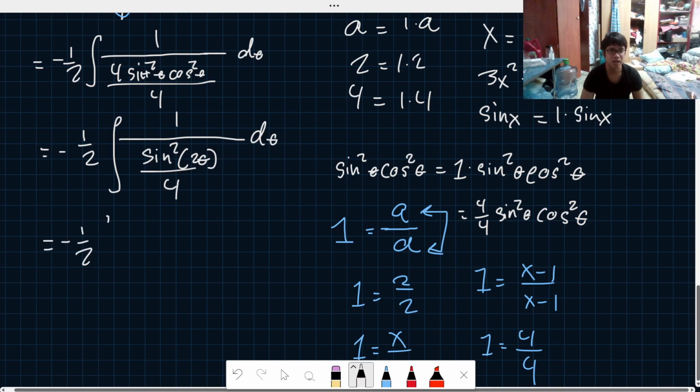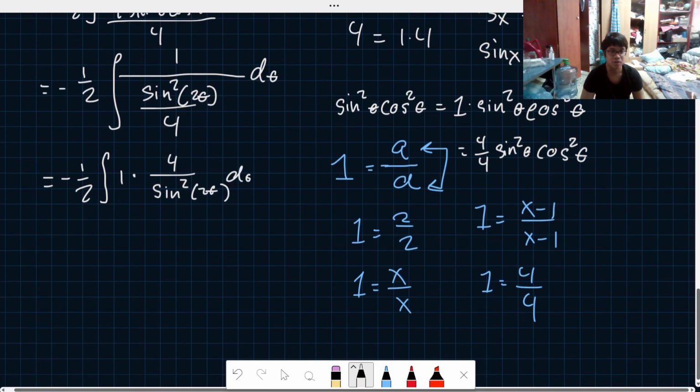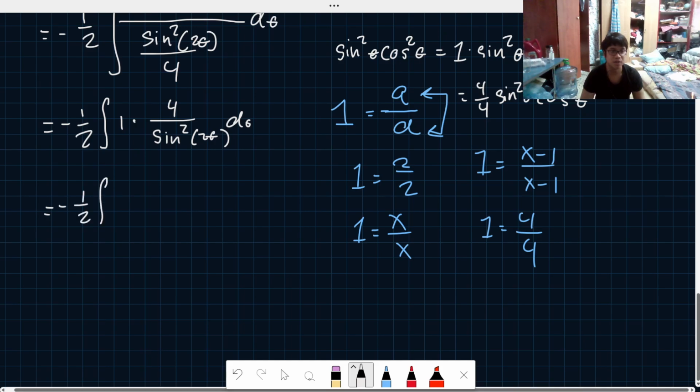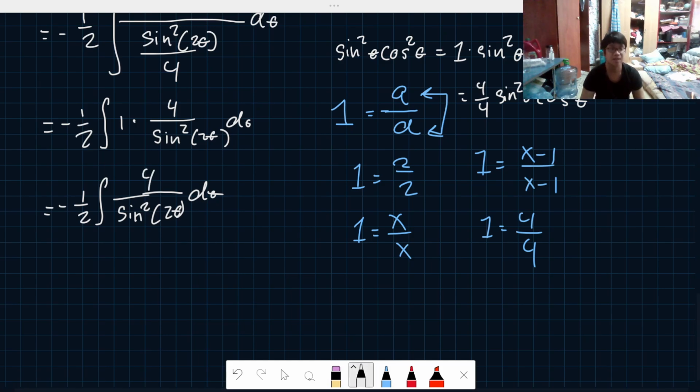So in this case, I will just have negative 1/2 times the integral of, copy the numerator, 1 times the denominator, but the positions were switched. So you will have 4 times sine squared of 2 theta. So this is just negative 1/2 times the integral of 4 all over sine squared of 2 theta d theta. That's it. Now we're not done yet because here we can't integrate it yet.